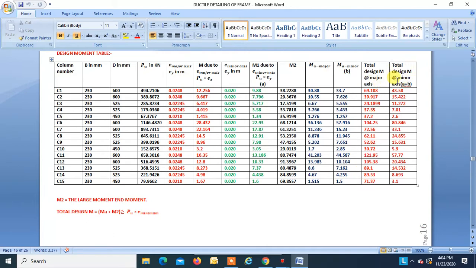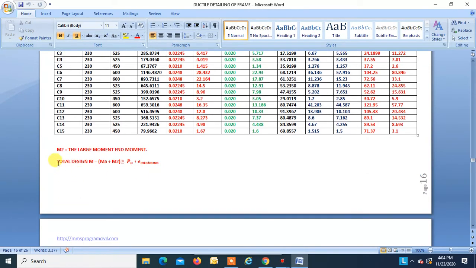Similarly, total design moment about minor axis will be A plus B. So this is B, that is the additional moment about minor axis, and this is A, that is the minimum moment which we are taking about the minor axis, right? So this is how we get the total design moment for which the column has to be designed. We can see that all the cases are of axial load with a biaxial moment, so we will have to do the biaxial analysis for the column.